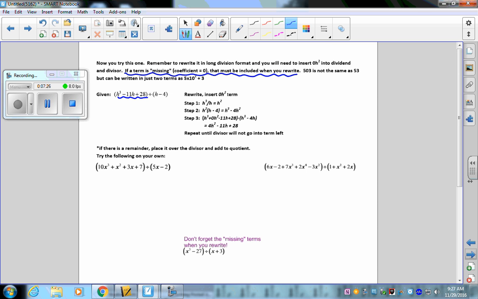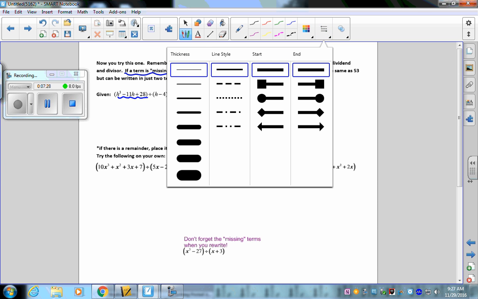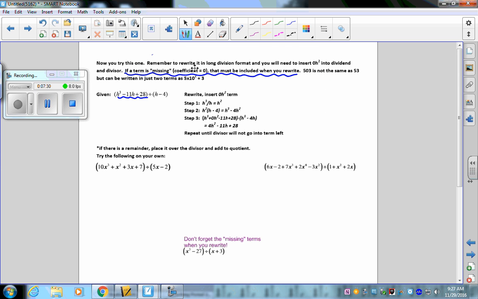Okay, so we're going to go ahead, make it smaller so it can fit everything. So on my right, I put what I'm dividing by, the h minus 4. And I have h cubed plus 0h squared. So any term that's missing needs to be accounted for, and I just put a 0 as its coefficient. Okay, and how do I know if it's missing? When you start with your biggest exponent, there should be every exponent thereafter.